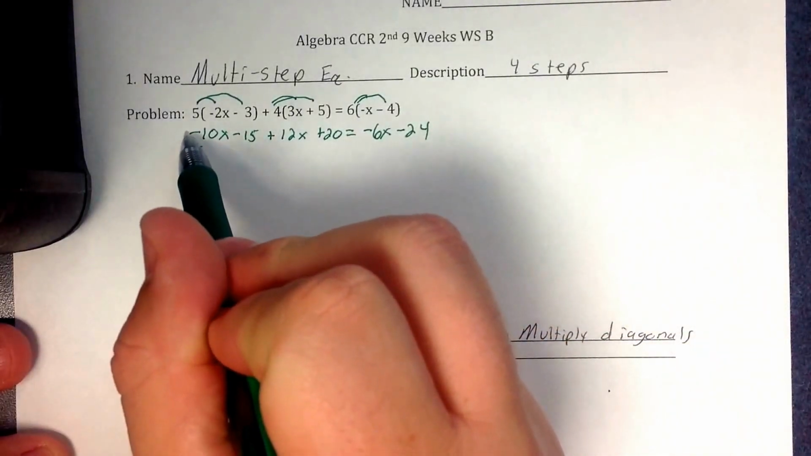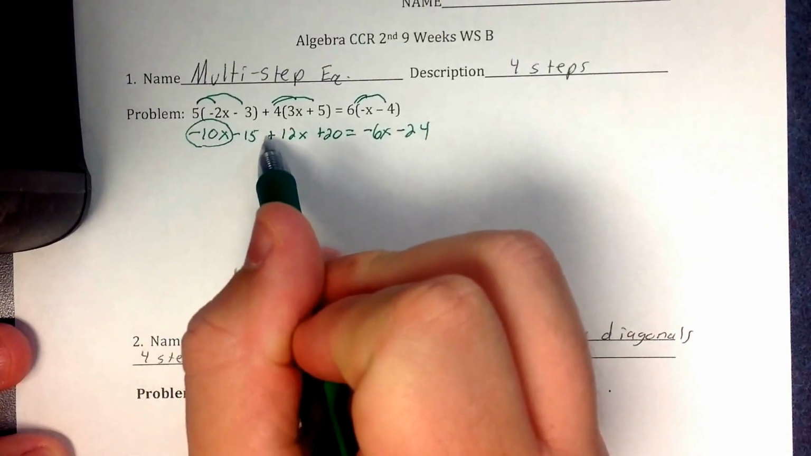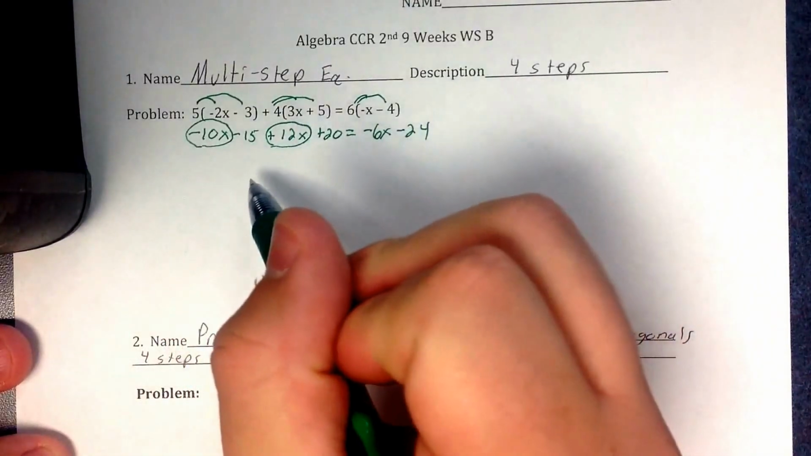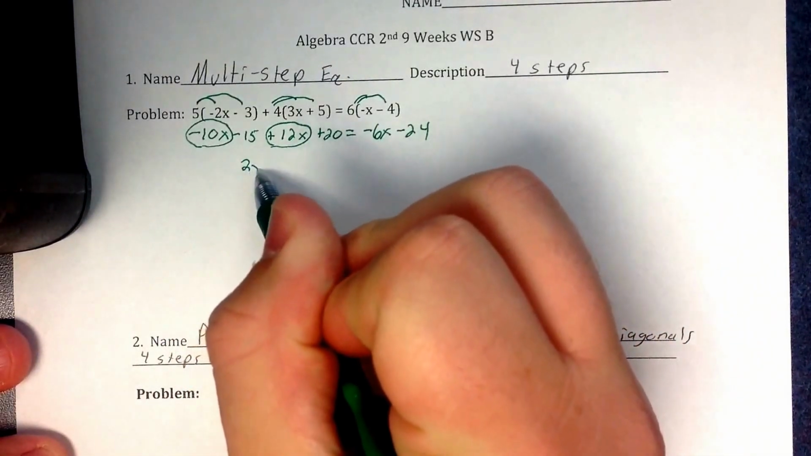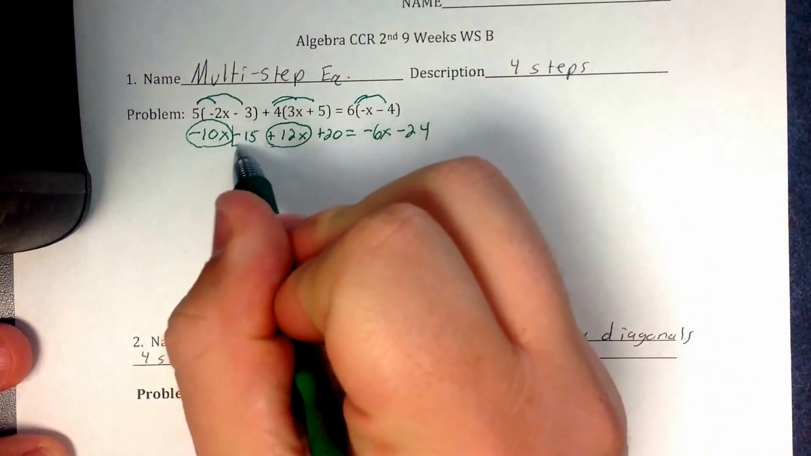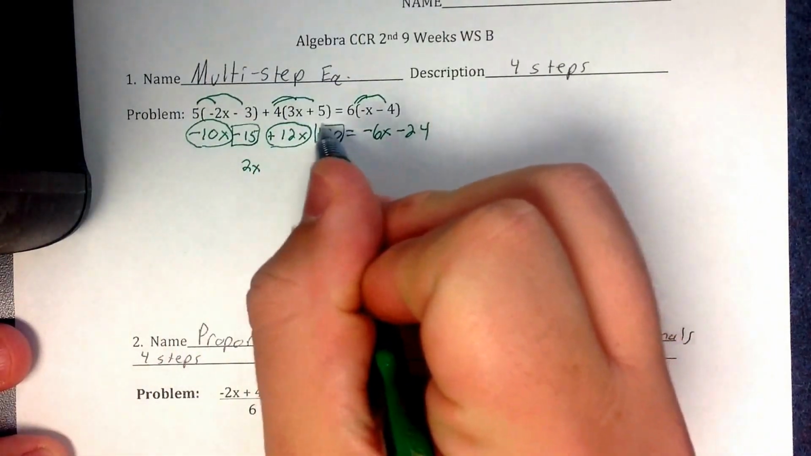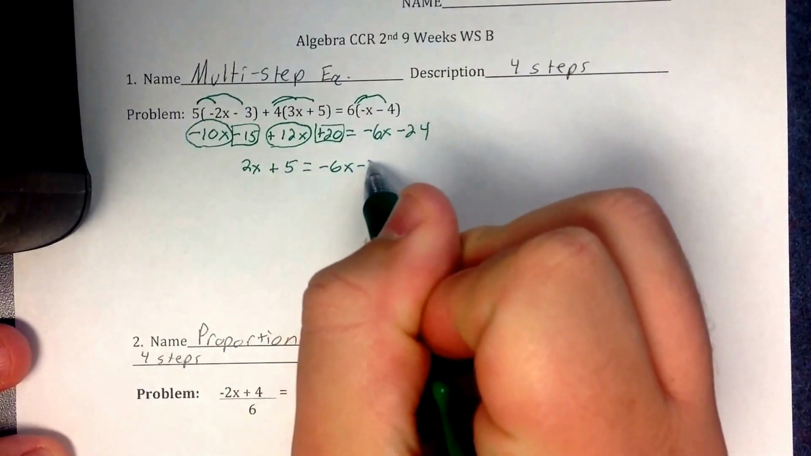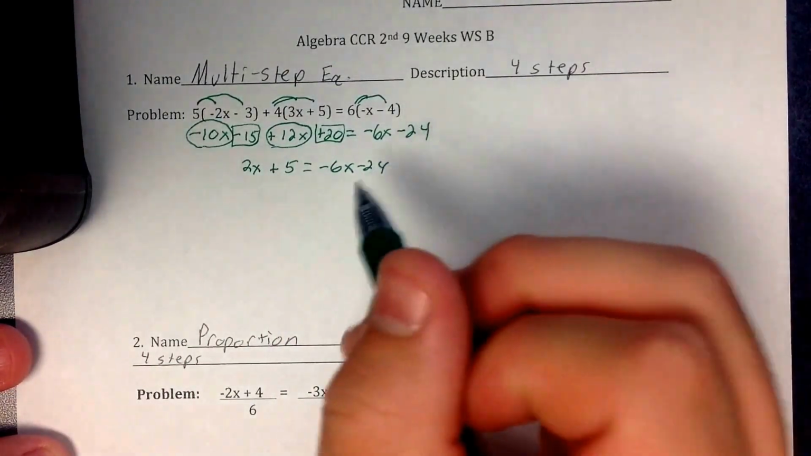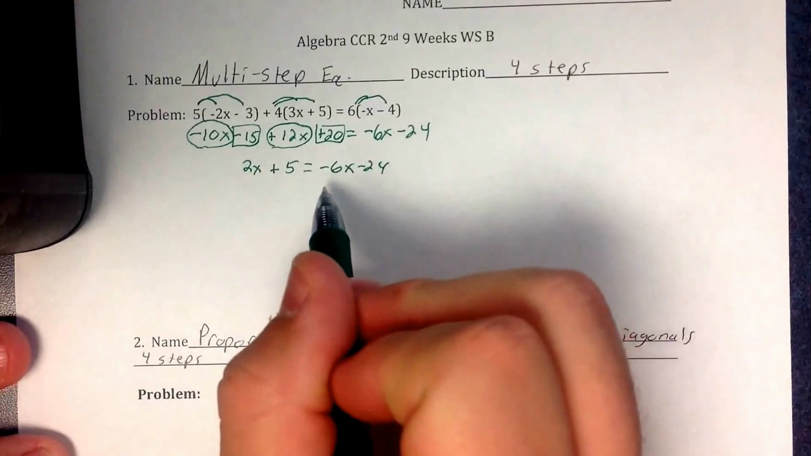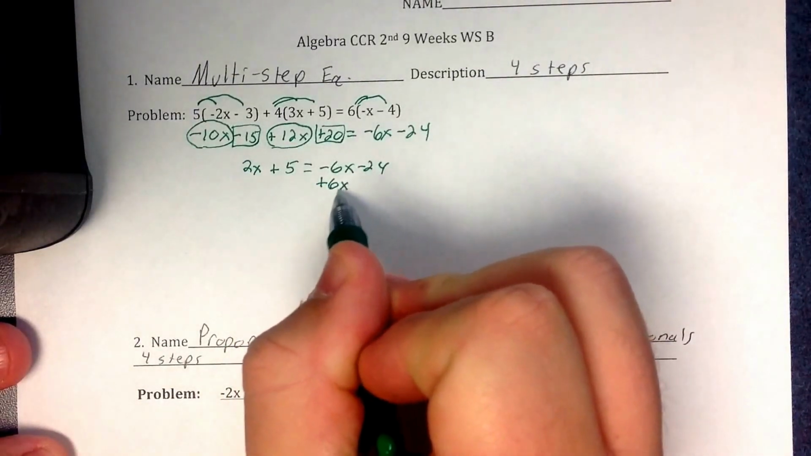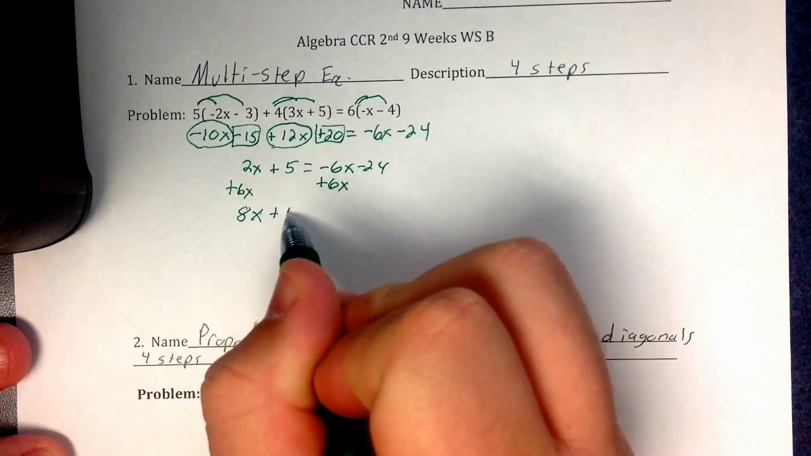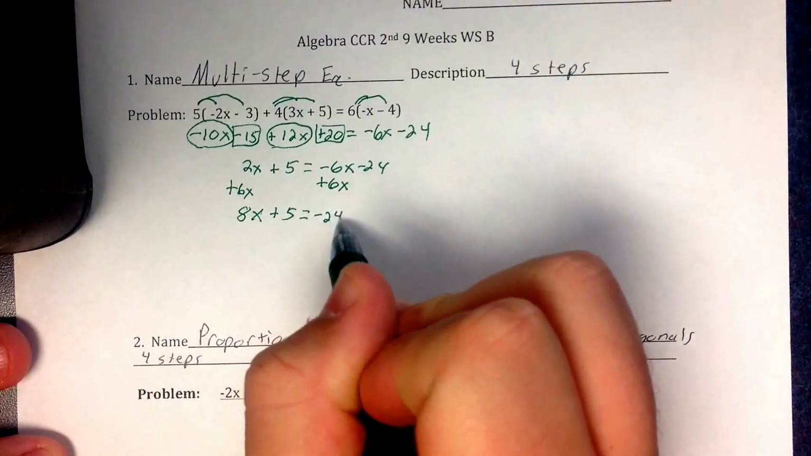So I've got negative 10x plus 12x. So negative 10 plus 12 is 2x. Then I got negative 15 plus 20, so that's positive 5, equals negative 6x minus 24. Then we pick on the smaller variable, so I'd add 6x to both sides. So 8x plus 5 equals negative 24.